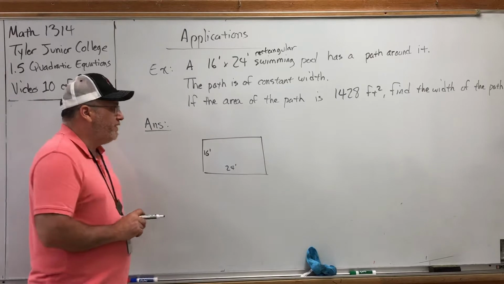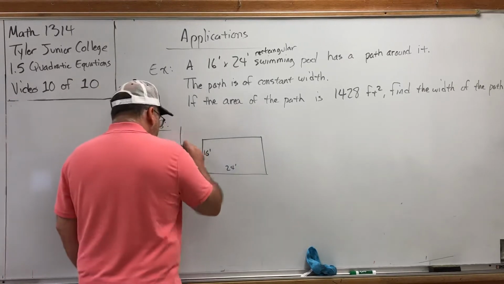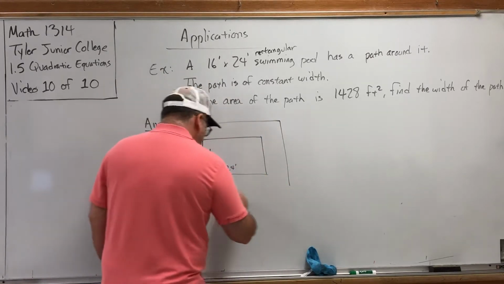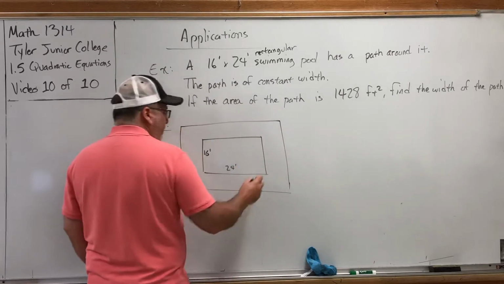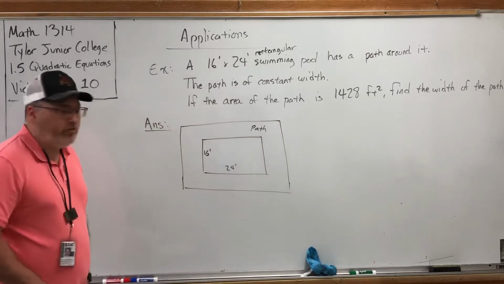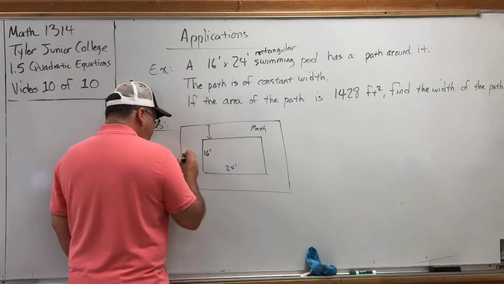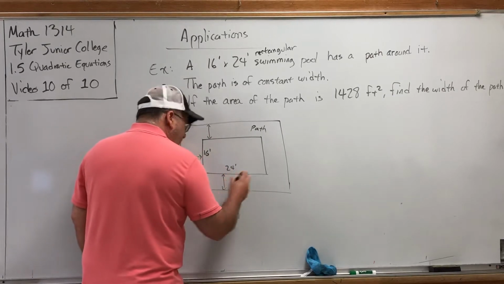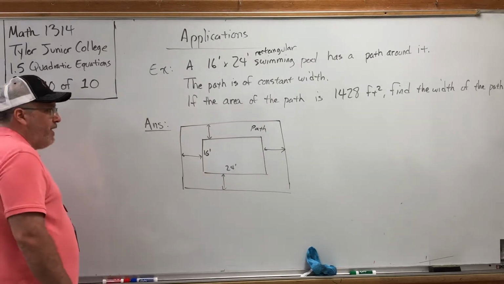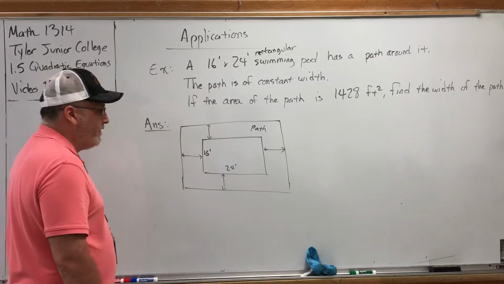And I should stipulate that this path is adjacent to the swimming pool. So basically it looks like a picture frame. So you have this path going around the swimming pool, probably made of concrete. And what we're told is that it's the same width all the way around. So whichever side of the pool you're on, this is the same. And we're also told that the area of the path is 1,428 square feet. And the question is to find the width.